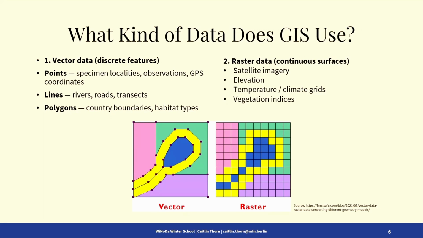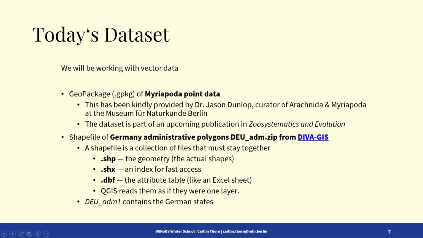Raster data is continuous surfaces. So raster data usually looks like little pixels, and it's often seen in satellite imagery and basically continuous grids for temperature, climate, vegetation. But today we will work with vector data.